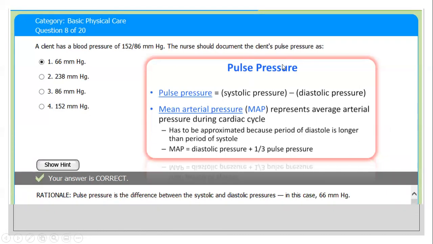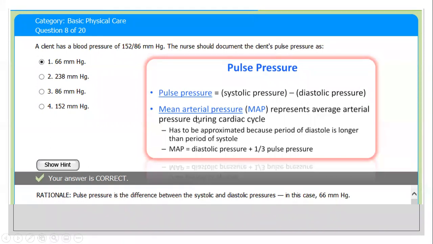What is the pulse pressure? Pulse pressure is the difference between systolic and diastolic pressure. So 152 is the systole, 86 is the diastole. The difference between these two numbers is the pulse pressure. So you see in this box, pulse pressure equals systolic blood pressure minus diastolic blood pressure.